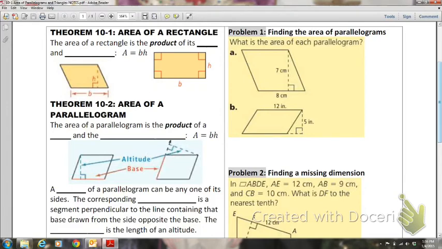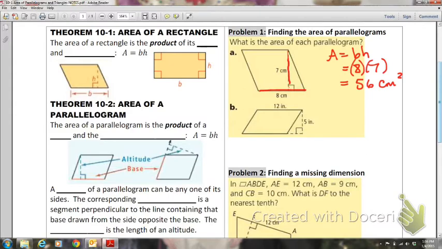So in problem 1, you're finding the area of parallelograms. The formula for the parallelogram area is base times height. You choose, in this diagram, the base is going to be the 8 centimeter length. And then the height is the perpendicular distance to the opposite side. So it's the 7. So 56. And area is always in units squared. So units here were centimeters. So it's 56 centimeters squared.